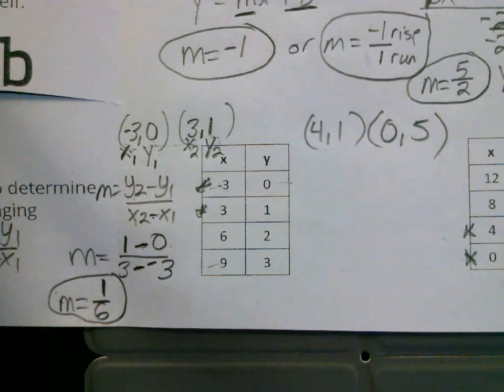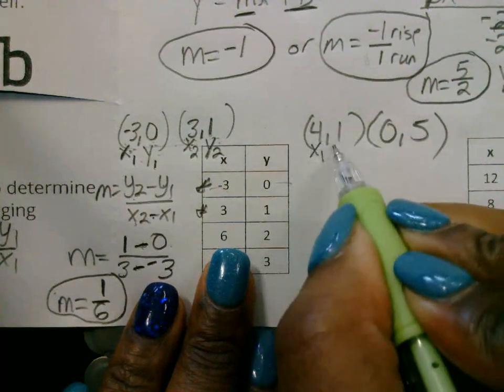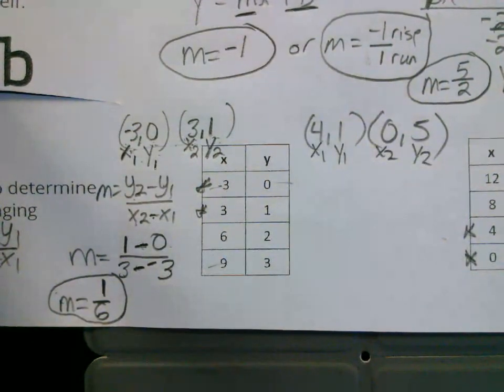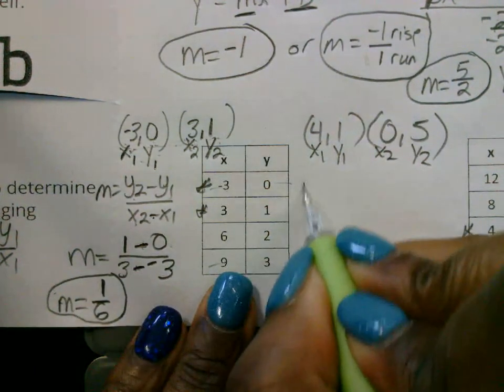Label first. I'll walk you through. Let's label. X1, Y1, X2, Y2. Please label first. Okay, so labeling looks like this. X1, Y1, X2, Y2. All right, rewrite the formula.